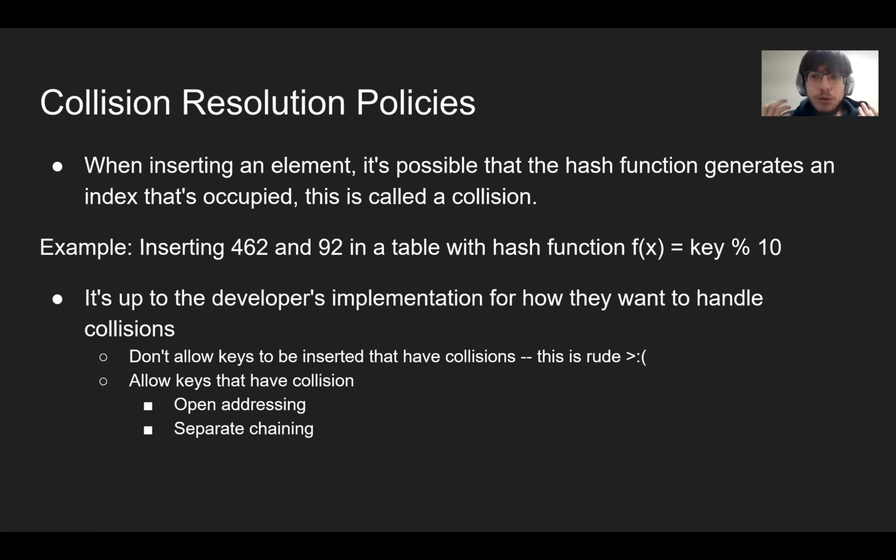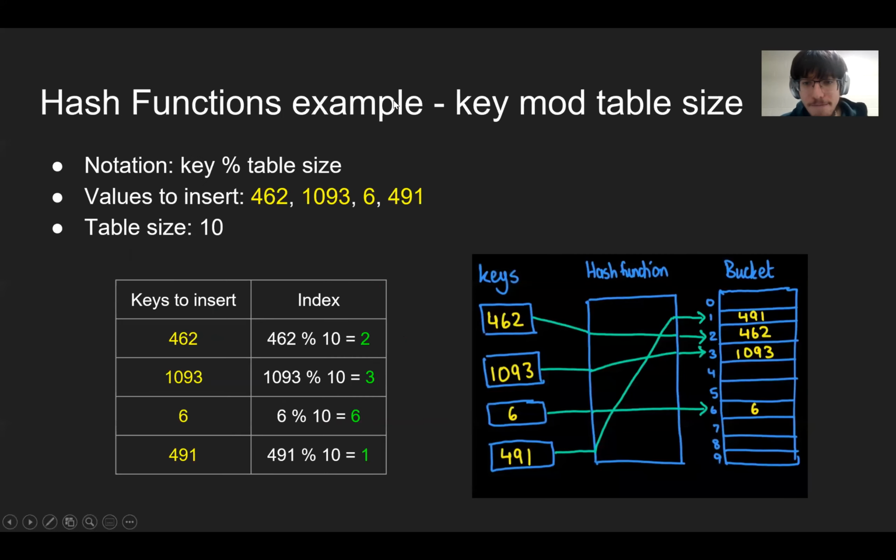Okay, so what do we do to resolve collisions? When you insert an element, there is a possibility that a hash function generates an index that's occupied. That's a collision. So let's go back to the example from before. Let's say that I inserted 462, and then I also inserted just 2. Both of them are going to be using bucket 2 in our array. Both are going to try to use this bucket, and so that's a collision.